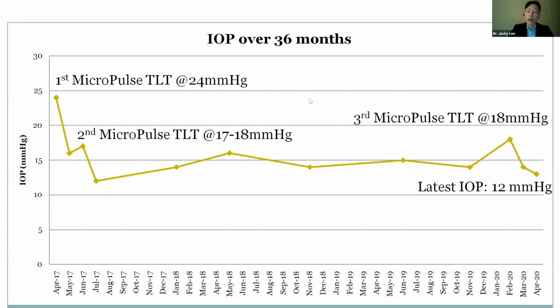He received his third treatment just last month, and his pressure has gone down quite well to 12 millimeters of mercury since. Hopefully with the third treatment we will see an extended benefit, just like after the second treatment. Hopefully it will last him for another few years.